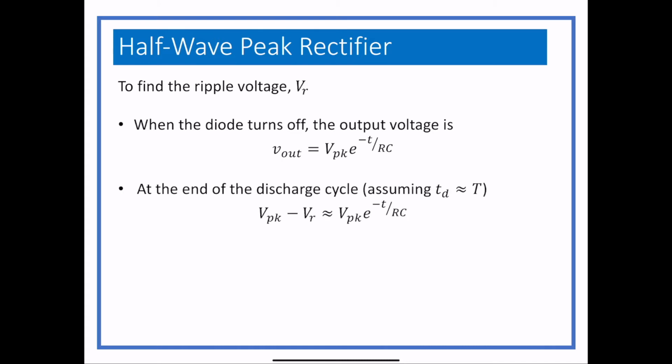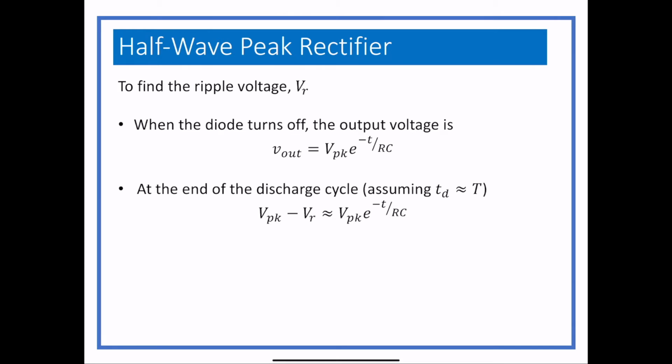So the next value that we're going to look at is the end of the discharge cycle. And at the end of the discharge cycle, we assume that the value of the diode discharge period is approximately equal to the period of the waveform. And when we do that, we can set V peak minus VR to be approximately equal to that. So this is making a little bit of an approximation, but it's not a terrible approximation.